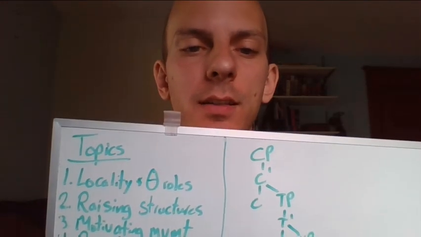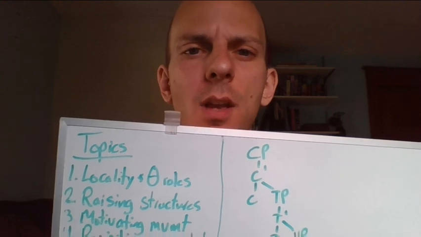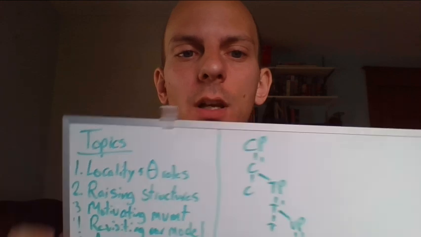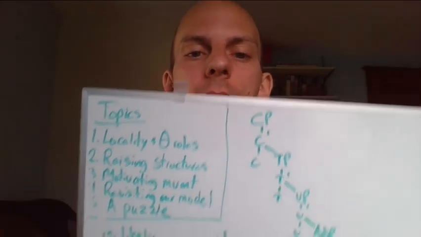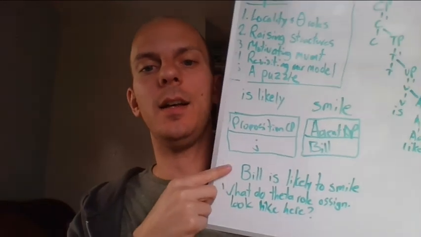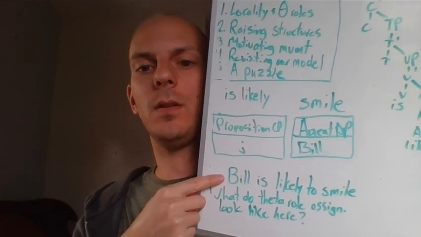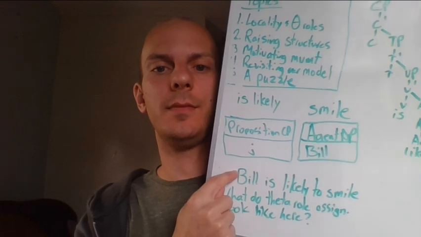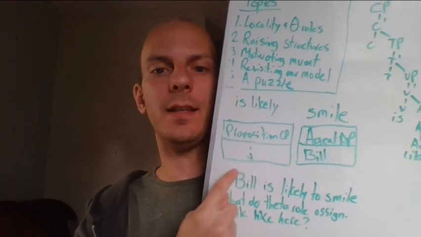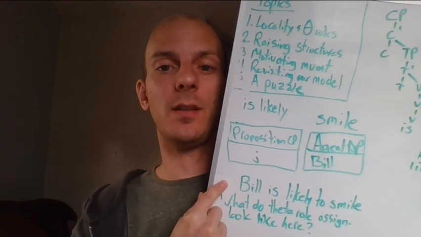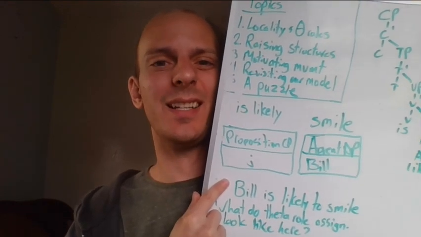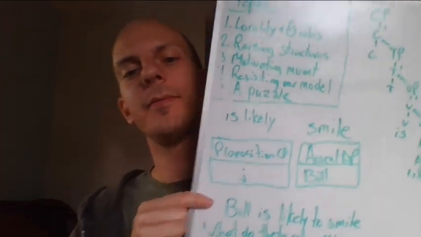The locality constraint on theta roles. Stop for a second and make sure you understand why this is a violation of this locality constraint on theta roles. Because the thing that is assigning Bill a theta role, smile, is in a different clause. The assigner and the assignee are in two different clauses. This one is in the clause to smile, and this one is in the clause like Bill is likely. So that's a problem.